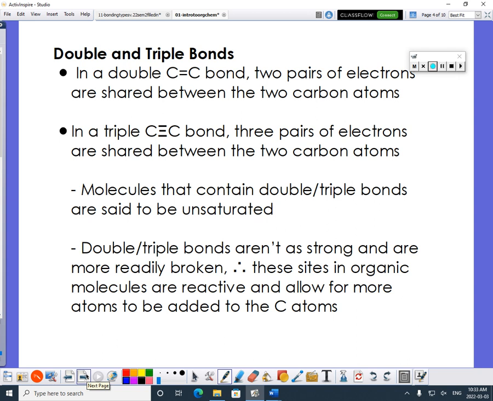Okay, so then double bonds or triple bonds, sometimes they're classified together as multiple bonds. We call those unsaturated because you could break them. You can add more atoms to that carbon atom. So the double and triple bonds are not as strong. They are more readily broken and are more reactive. So when we get to the functional group that has a double bond or triple bond, that is going to be the interesting part of the carbon chain. That's what you're going to look for when you're doing the reaction.